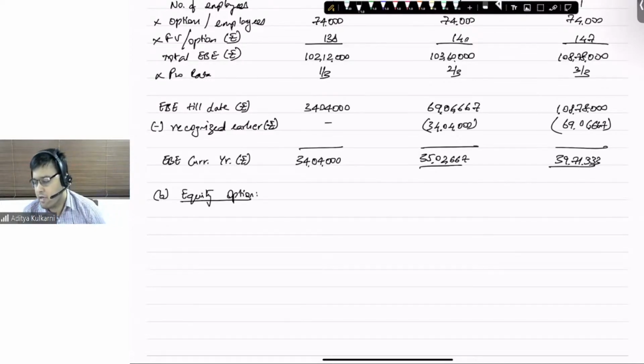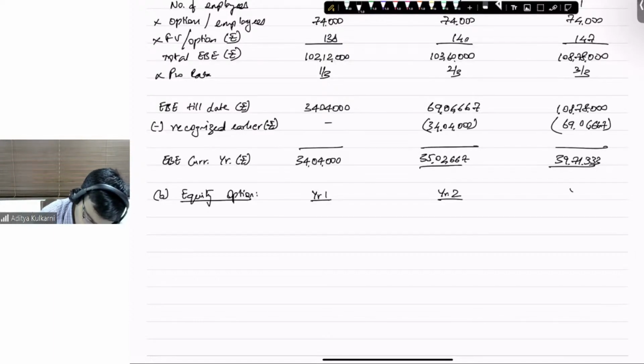Equity option. Okay, Kaushiki has confirmed. Soham and Manini also confirmed. Equity option, year 1, 2, 3. Sir, equity option है ना 3,60,000.